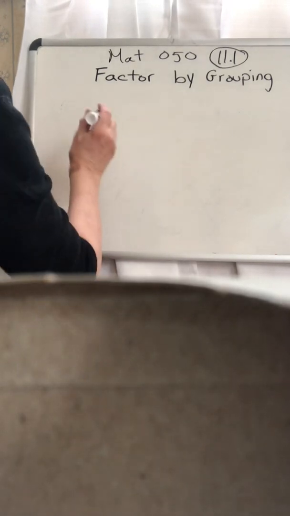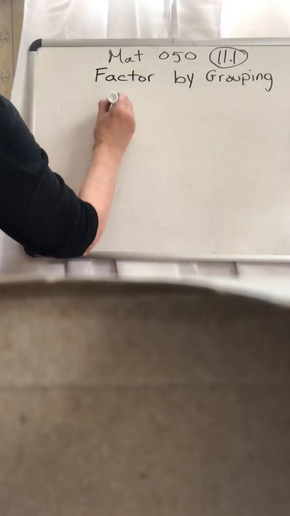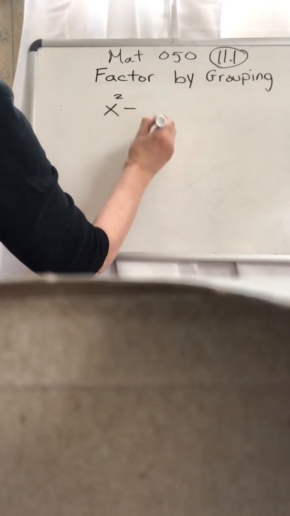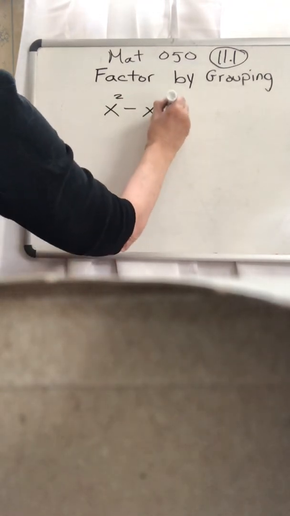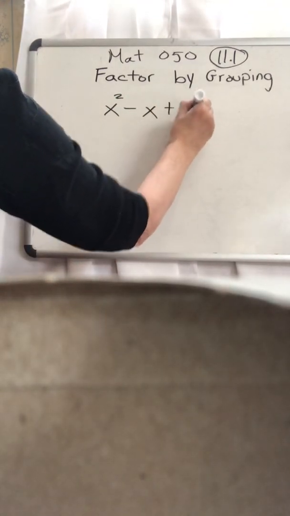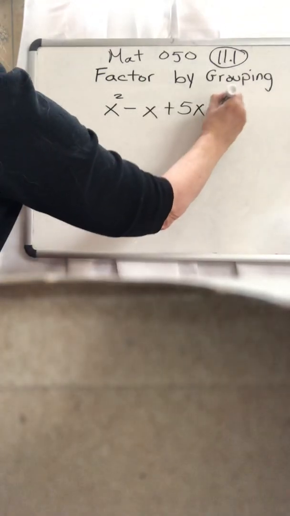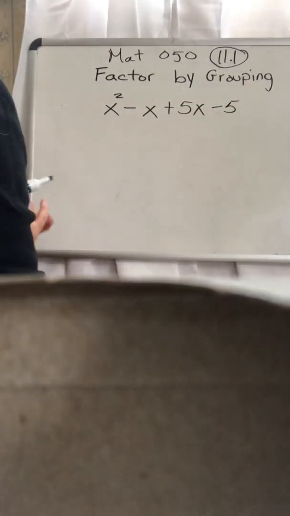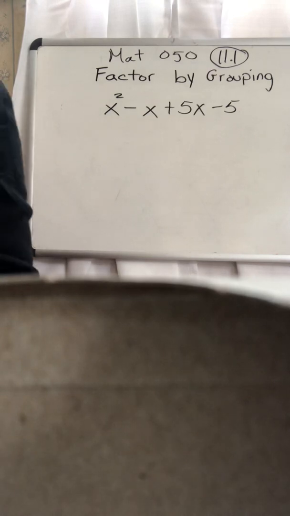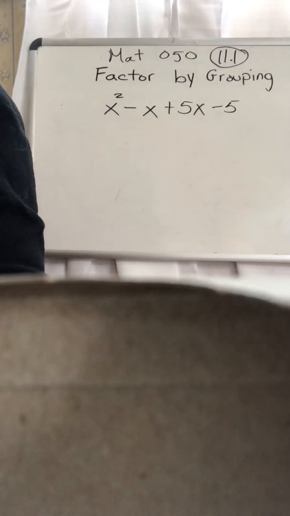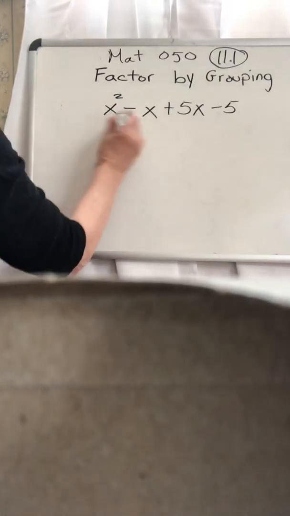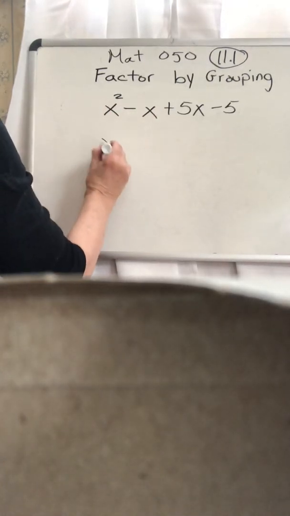Okay, so you try 1. We've got x squared minus x plus 5x minus 5. And you can see on the handout that I gave you that I wrote 3 steps. The first step is to factor out the common factor from the first 2 terms. So the common factor would be the x.